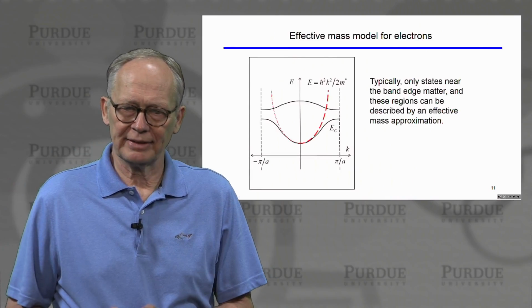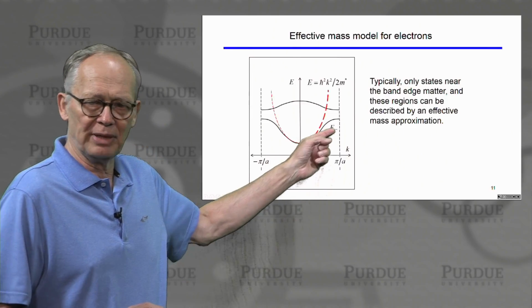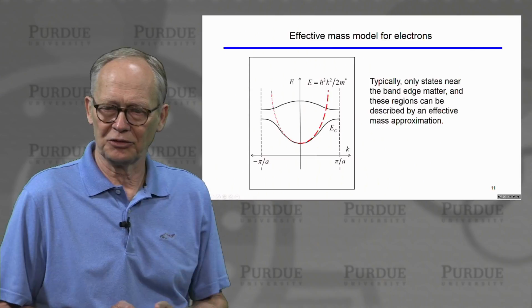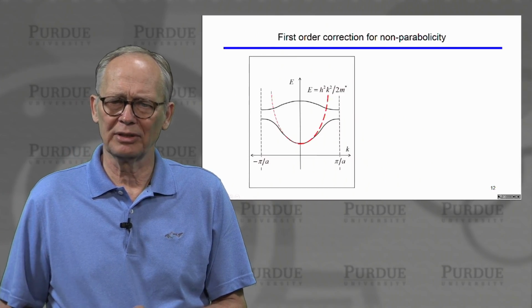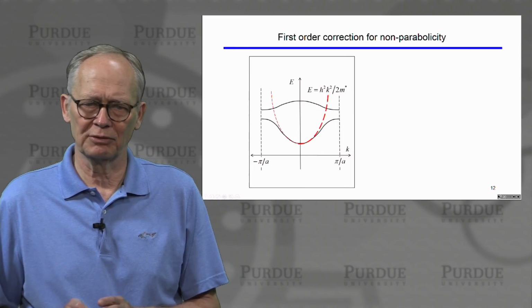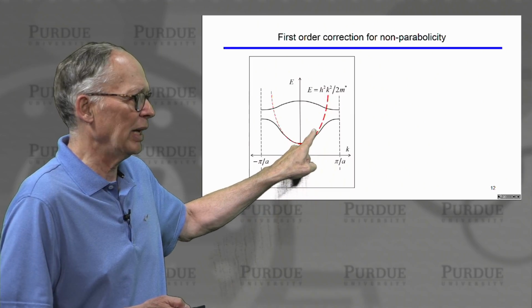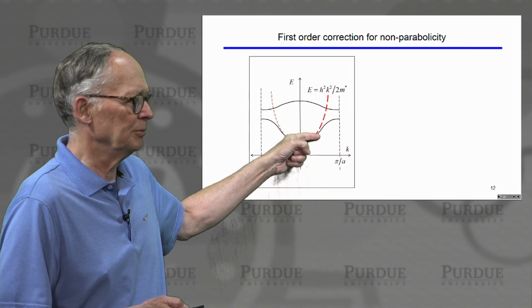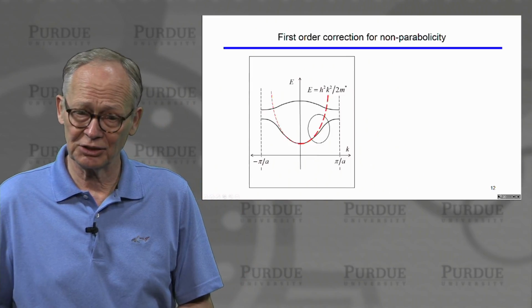So because the states are near the bottom of the conduction band, this parabolic band assumption works pretty well. There are examples where we have to do a little bit better, and sometimes people will make a first-order correction for non-parabolicity. You can see that if we get a little bit away from the minima, there is some difference between the parabolic approximation and the actual band structure.